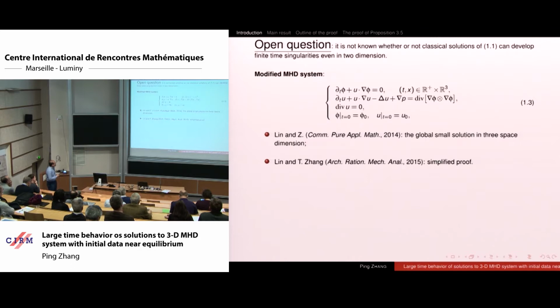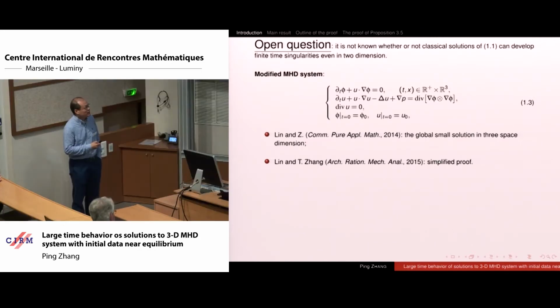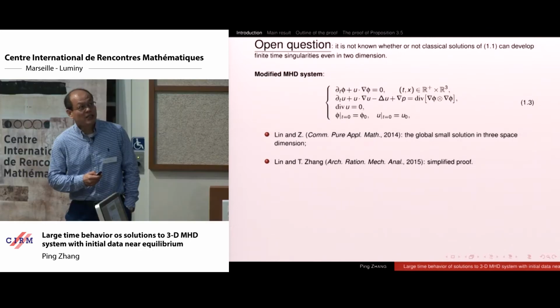In the two space dimension case, because of the divergence-free condition of the magnetic field, we can find a potential function such that the magnetic field B equals the perpendicular gradient of this potential function. Then because B satisfies the transport equation, this potential function phi should satisfy a scalar-free transport equation like this.